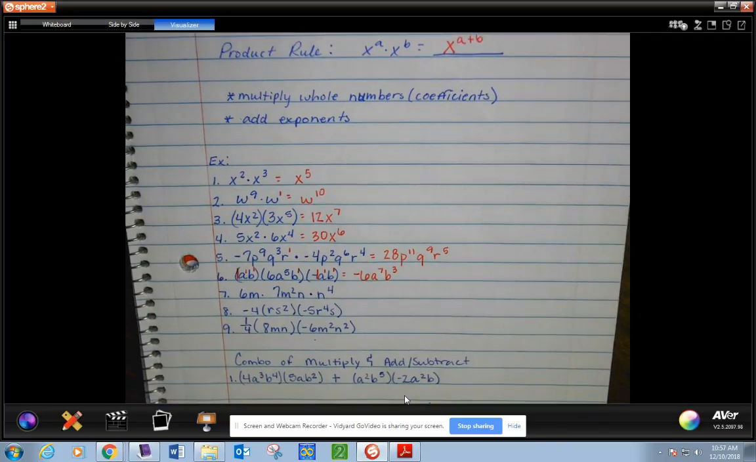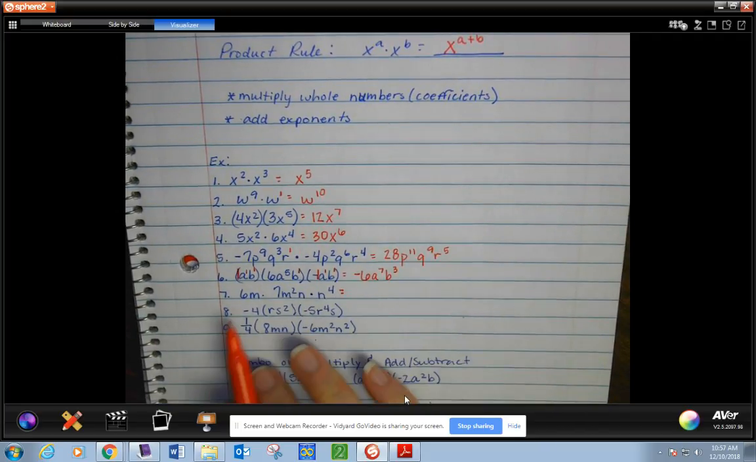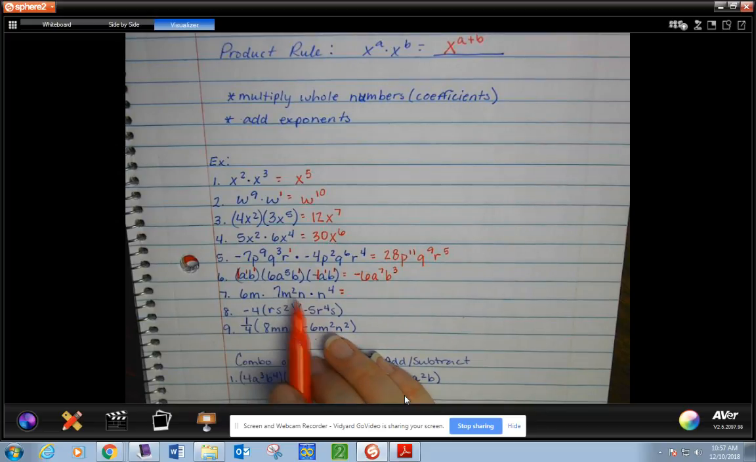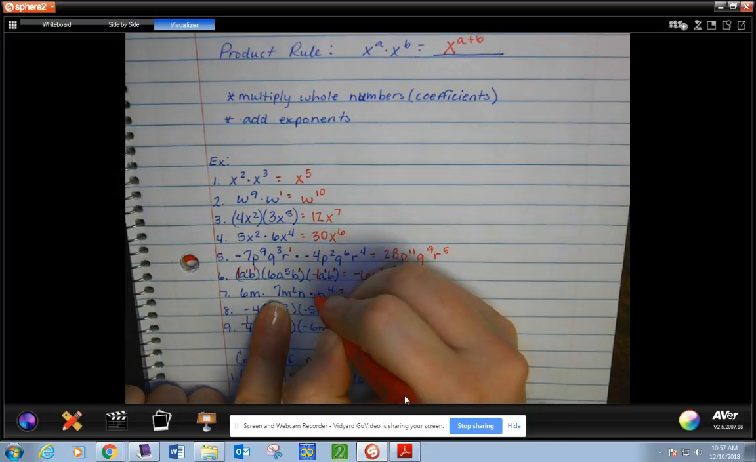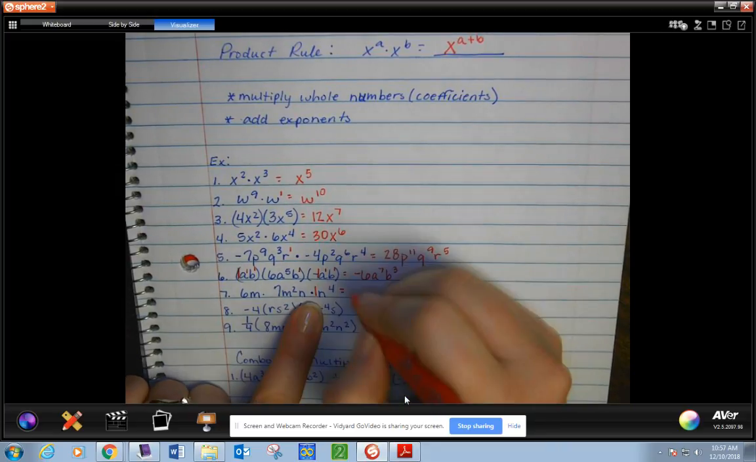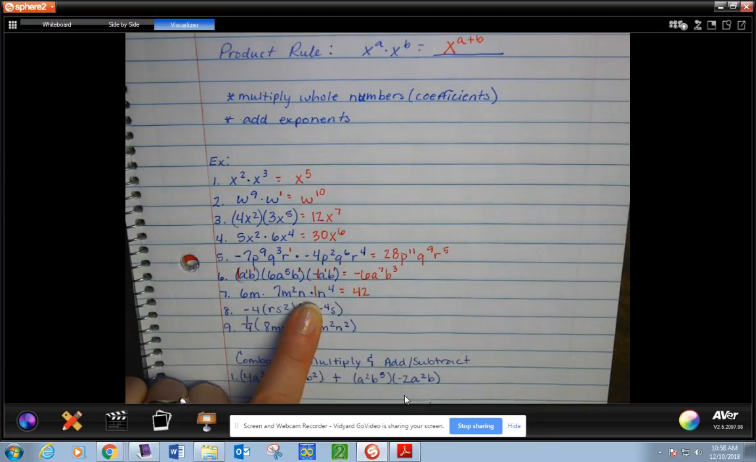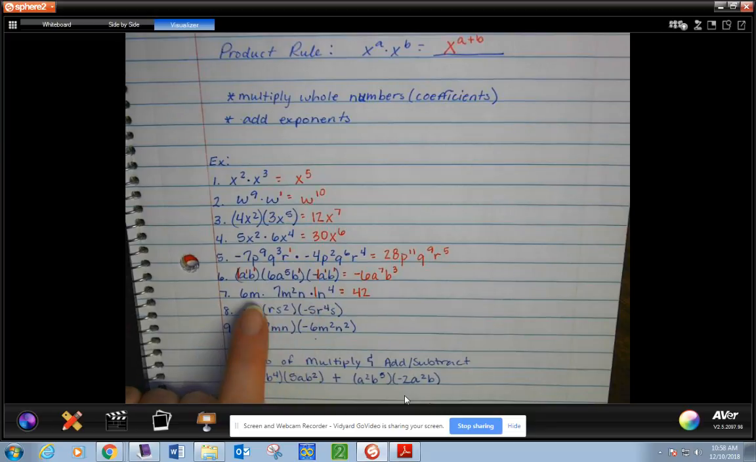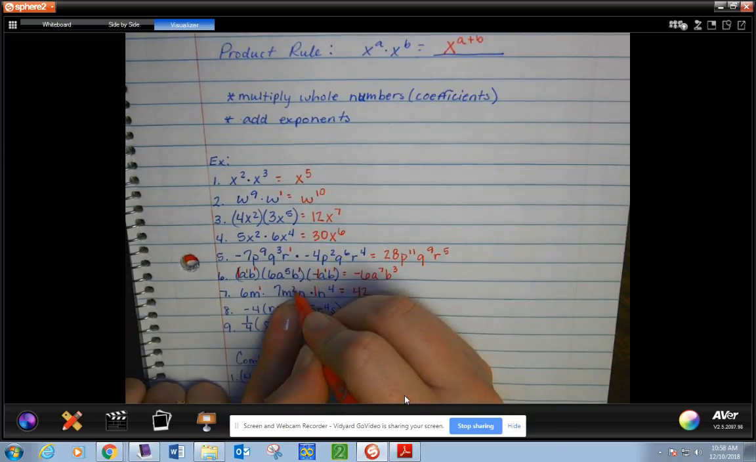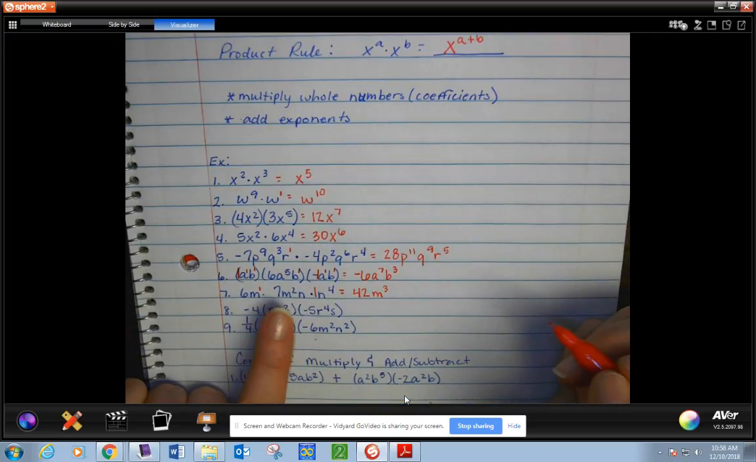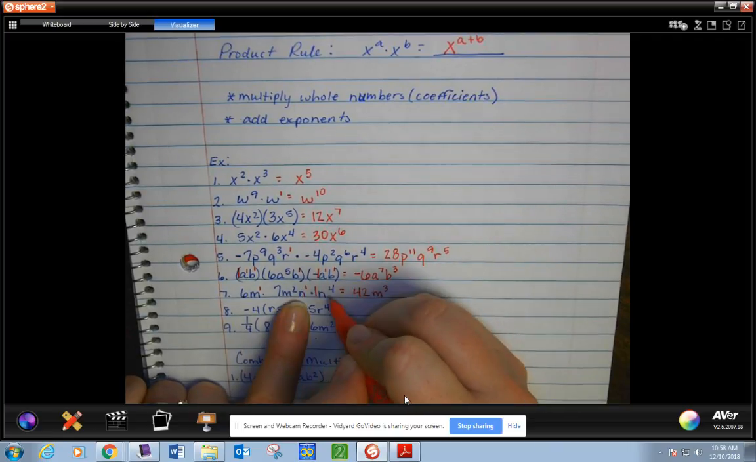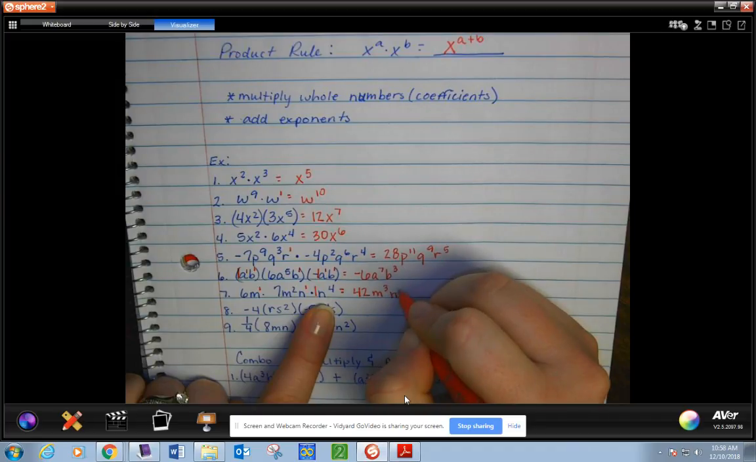Okay, for number 7, I have 6m times 7m squared n times n to the 4th. First thing I'm going to do is my whole numbers. So 6 times 7 is 42, and 42 times 1 is 42. Now I'm going to look at my letters, and I'm going to go alphabetically. I have m to the 1st and m squared, and those are the only m's I have. So I have m cubed. And then I have an n to the 1st and an n to the 4th, so 1 plus 4 is n to the 5th.